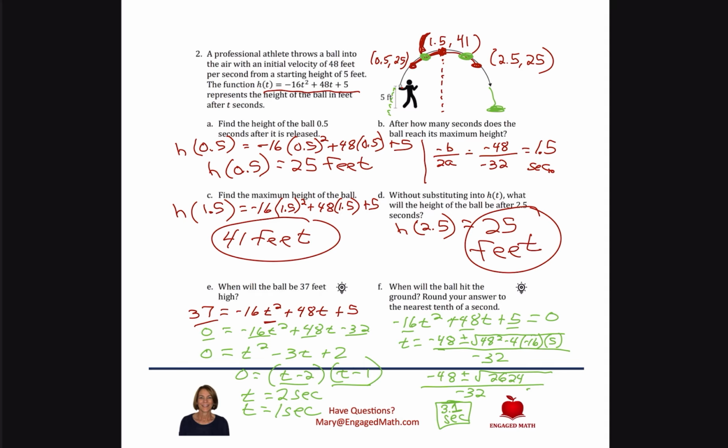The other answer that was negative was before the ball was up in the air. It's giving you this value of t. So that was before the ball was even thrown, because it's kind of like the parabola continues to go to the left as well. But the only answer we want is 3.1.